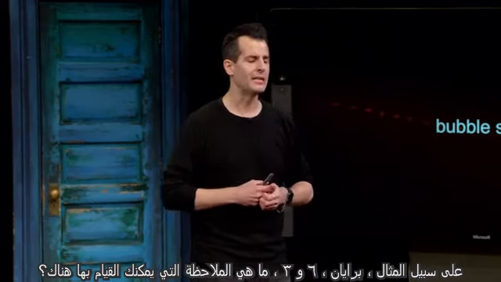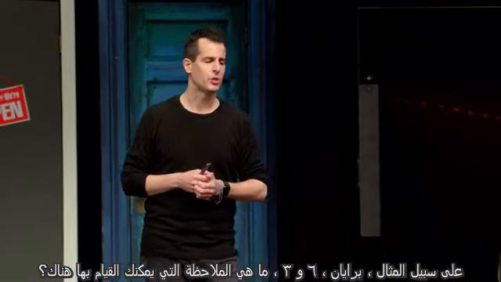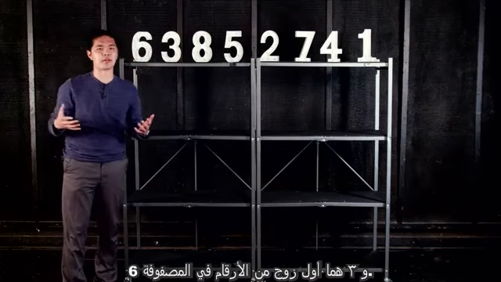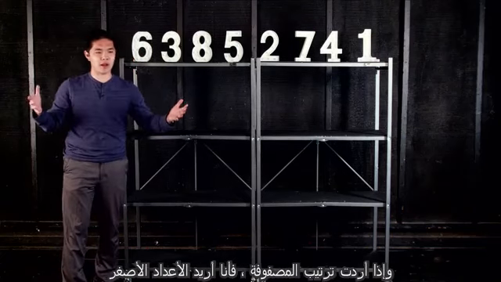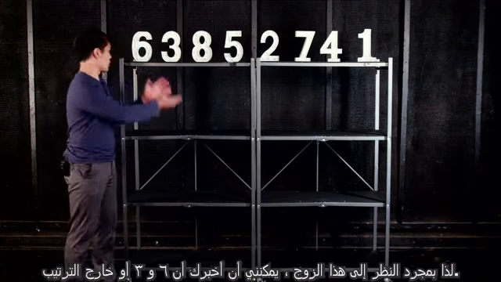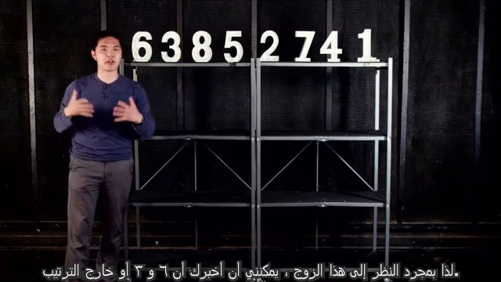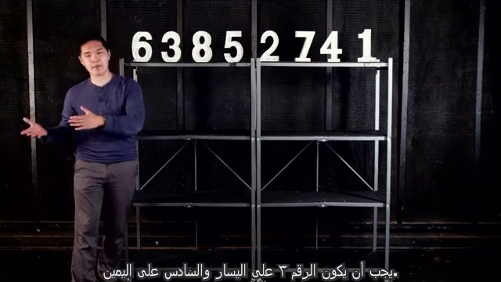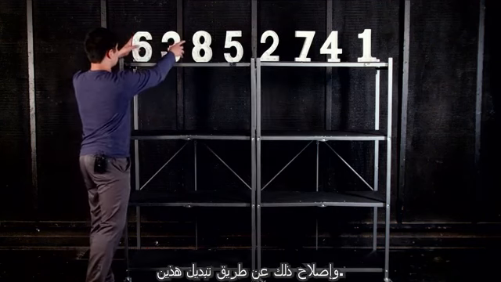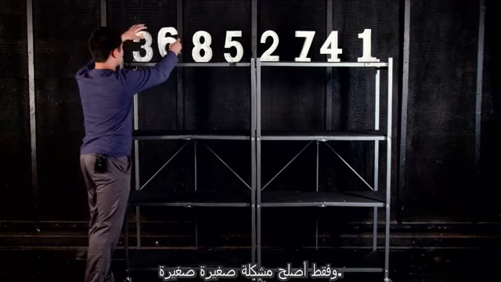So for instance, Brian, 6 and 3, what observation can you make there for us? Yeah, sure. So 6 and 3, that's the first pair of numbers in the array. And if I want the array to be sorted, I want the smaller numbers to be on the left and the bigger numbers to be on the right. So just looking at this pair, I can tell you that the 6 and 3 are out of order. The 3 should be on the left and the 6 should be on the right. All right, so let's go ahead and fix that by swapping those two and just fix a small little problem.